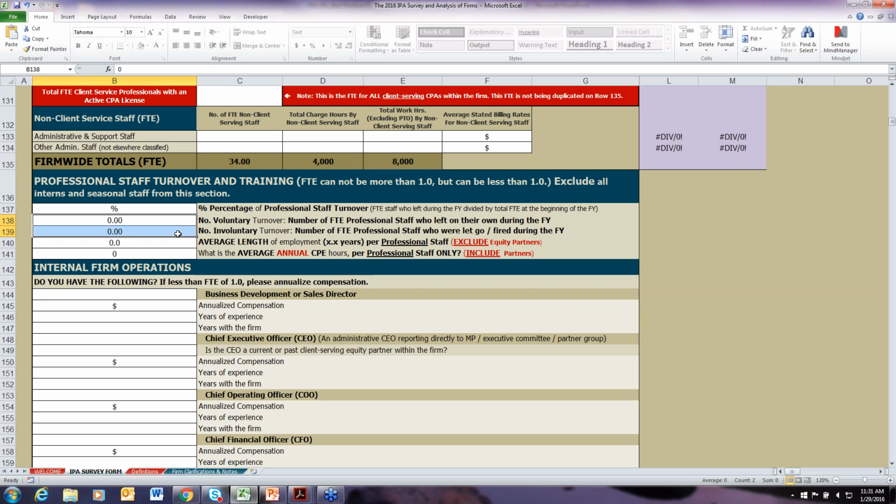Four things to keep in mind for this section. Number 1, be sure to report a number, not a percentage, in rows 138 and 139. Number 2, be sure to report based on FTE, not total head count. Number 3, be sure to report only the turnover of professional staff, which includes partners and not administrative staff. And number 4, be sure to exclude all interns and seasonal staff from your calculations.